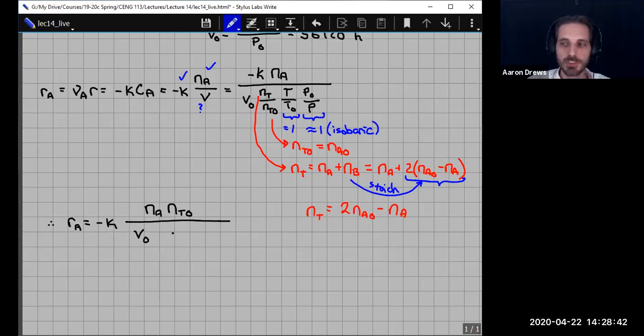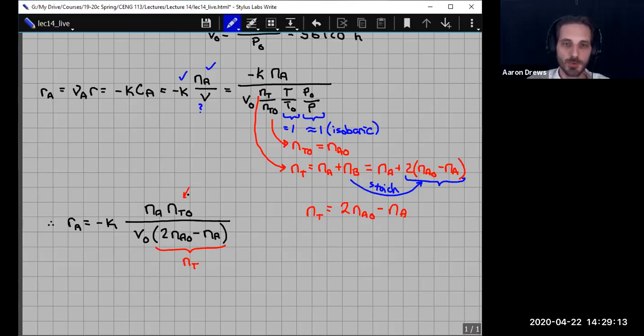Remember the two ratios, the temperature ratio and the pressure ratio, are gone because it's isothermal and very close to isobaric, which will always be the case. And then it'll be essentially multiplied by N sub T. But we said N sub T is 2 NA0 minus NA. So this term here, that's our N sub T.